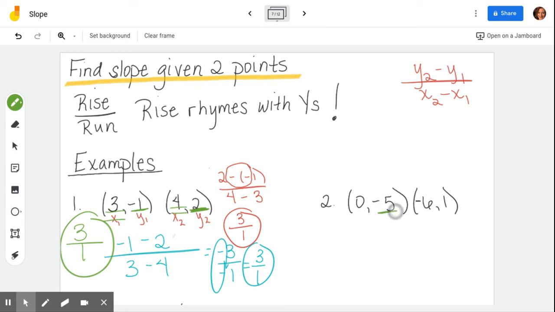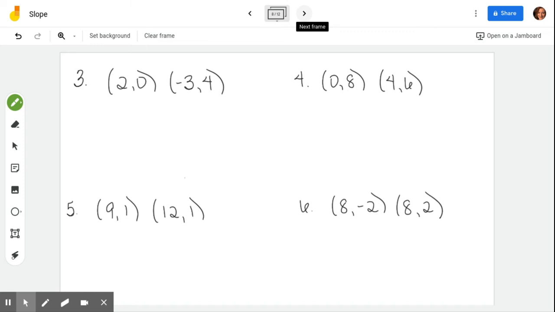Y's first. To get from -5 to 1, it takes 6 moves, right? 5 moves to hit 0 and then 1 more. So that's 6 moves. On my x's, to get from 0 to -6, well, that's also 6 moves, but it's going in a negative direction. 6 over -6, we can reduce that to -1 over 1 or just -1. Let's do some more.